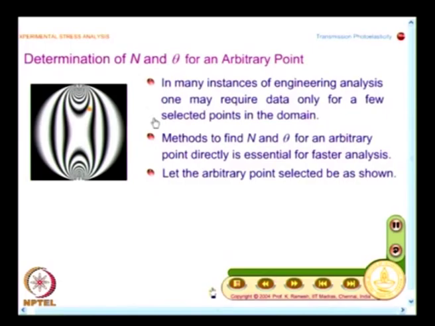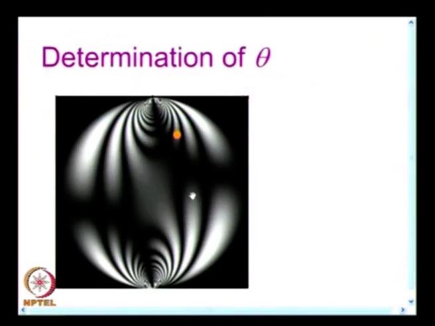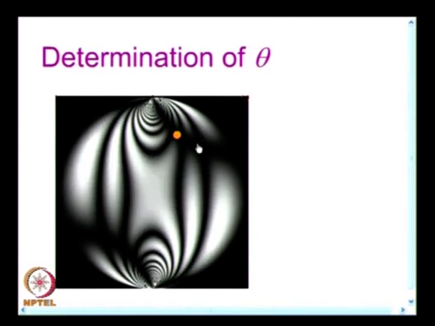Now, for the same point I want to find out the theta. So, what I do here is, I go to a plane polariscope and I rotate the elements until the isoclinic passes through the point of interest. It is very simple. What I need to do is mark the point on the model, then keep the model in the plane polariscope, keep rotating the polarizer analyzer combination, keeping them crossed, and stop when an isoclinic passes through the point of interest.